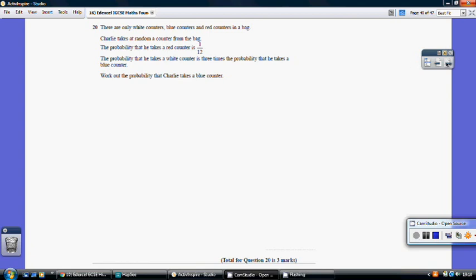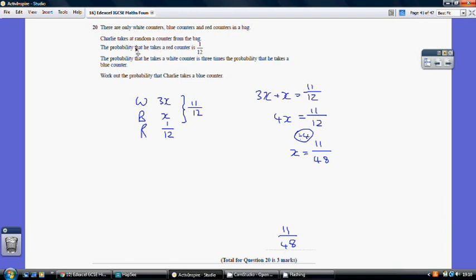Question 20. So we have basically got white, blue and red counters in a bag, and we're told that the probability of a red counter is 1/12. So the first thing we can ascertain is that the probability of white and blue together must be the rest, so that must be 11/12, because the three as a whole have got to equal 1. Now the second thing we're told is that the probability it takes a white counter is 3 times the probability it takes a blue counter.